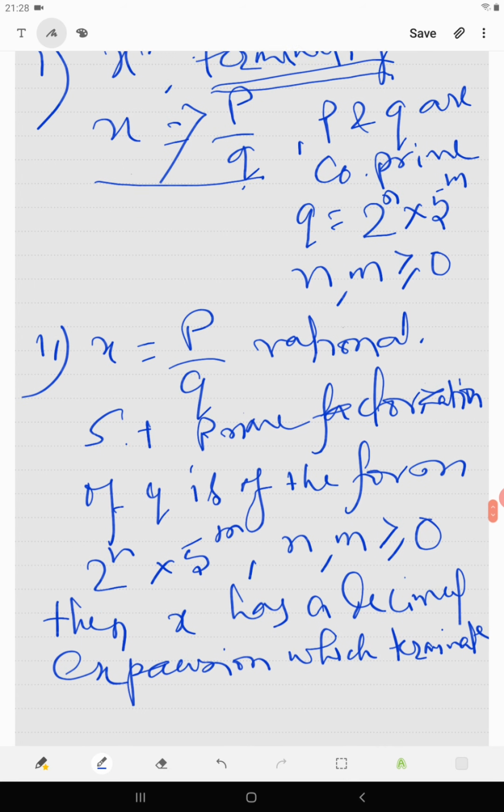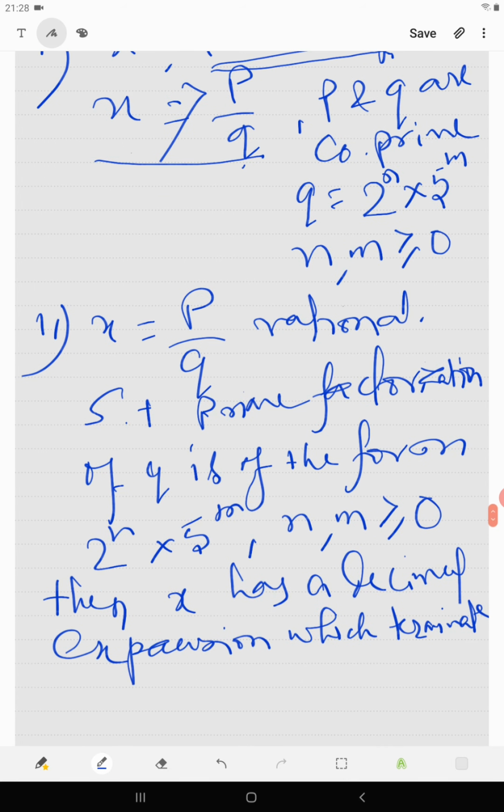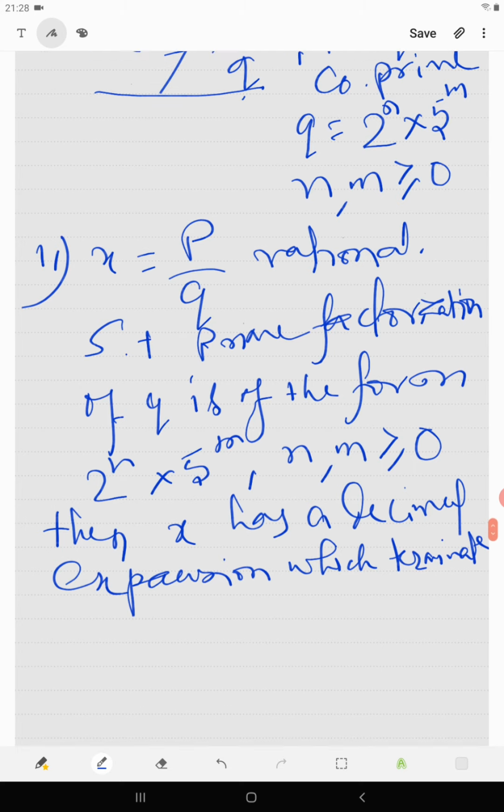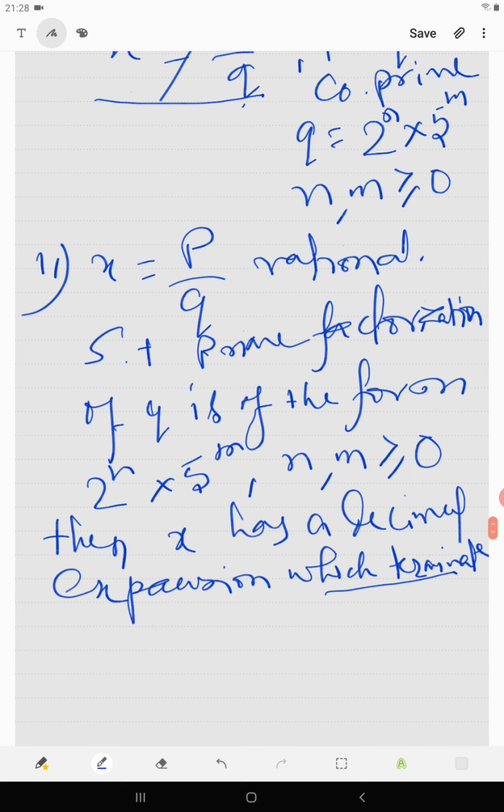Now here the opposite is there. We have already said x equals p by q, rational, such that the prime factorization of q is of the form 2 to the power n into 5 to the power m, with n and m greater than or equal to 0, then x has a decimal expansion which terminates. See this? This we took and proved. In the second we took this and we are proving that it will be terminating. So these two are opposite of each other.